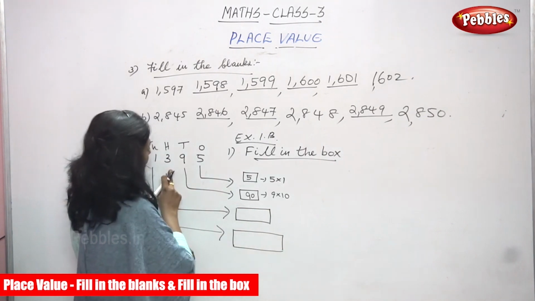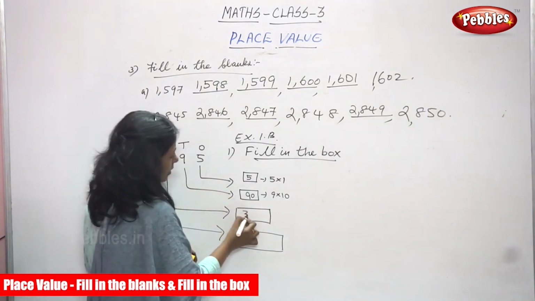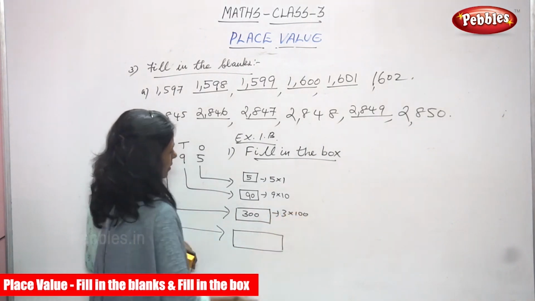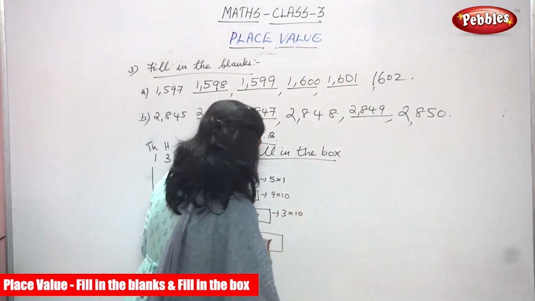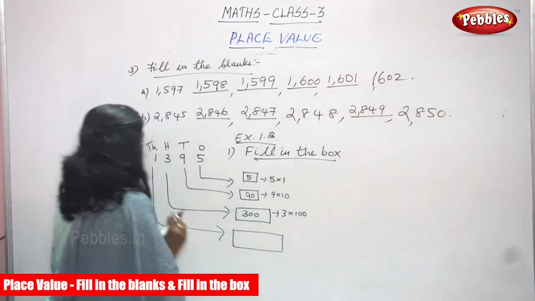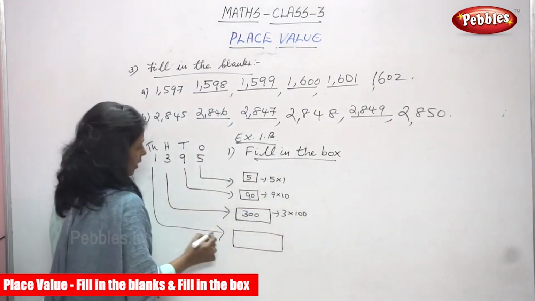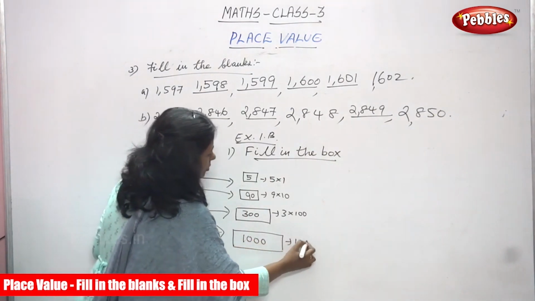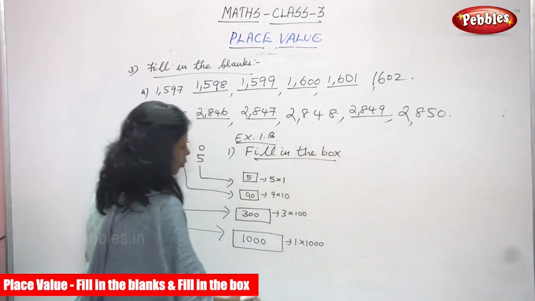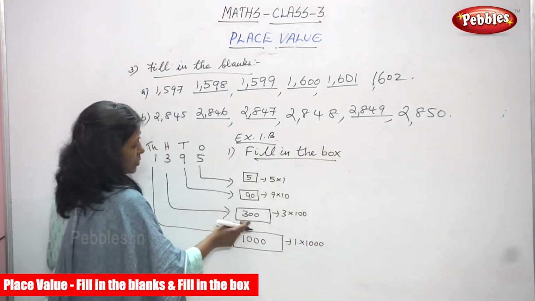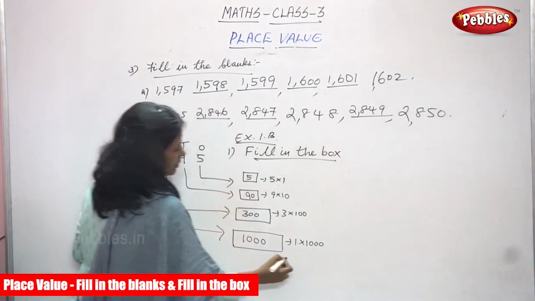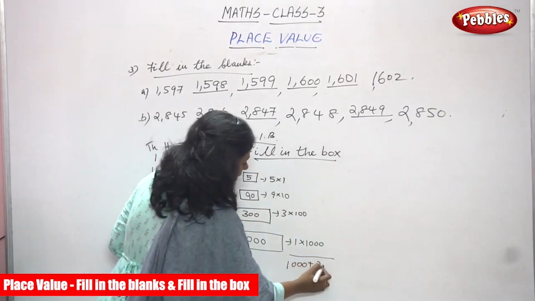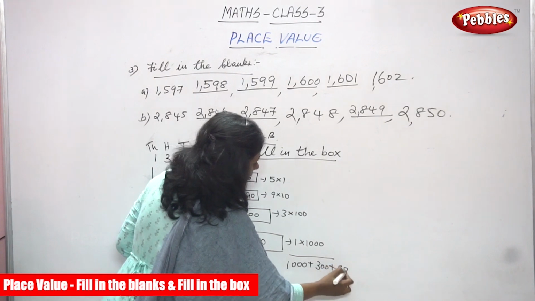And what is the number in hundreds place? 3. That is 300, that means 3 into 100, you get 300. Next, what is the number in thousands place? 1. So 1 into 1000 gives 1000. So 1000 plus 300 plus 90 plus 5.